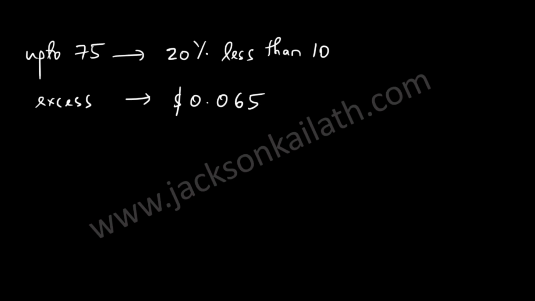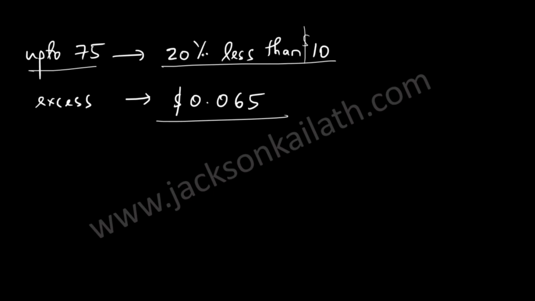In this question, it's given that the cost for up to 75 message units is 20% less than $10. Notice that we are talking about the monthly charge for a low use telephone contract, so that's a particular type of contract. The standard rate is $10, but in this particular contract, up to 75 messages, the cost is 20% less than $10. And in excess of 75 units, for each unit the cost is $0.065. Now we have to find out the cost for 95 message units.